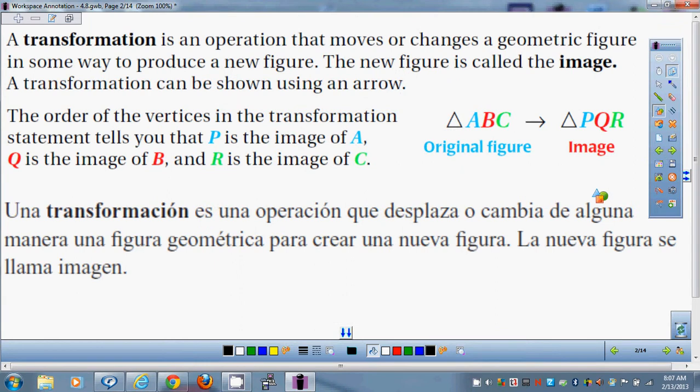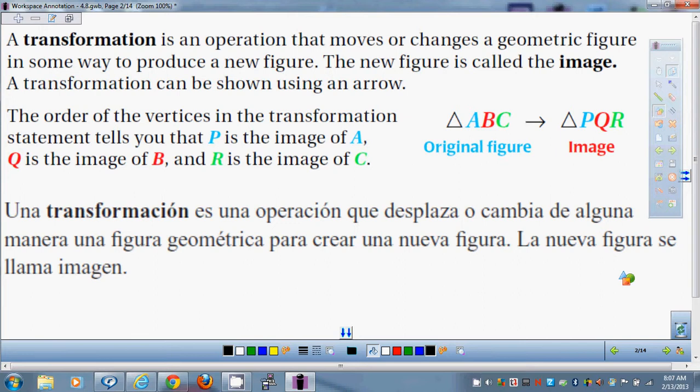The first piece: what we're going to be doing today are transformations of shapes. Now, you don't have to write all this down. I'll let you know what's really important to write down. Everything I get from the book.